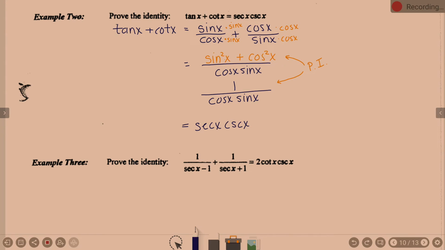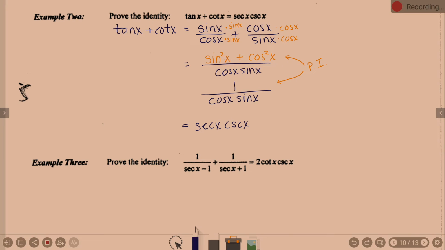Is it? Because why? Because of another identity. Oh, because of the reciprocal identities, right? A cosine in the denominator has a reciprocal of secant. A sine in the denominator has a reciprocal of cosecant. You can leave it like this. There's not really another step you have to go.